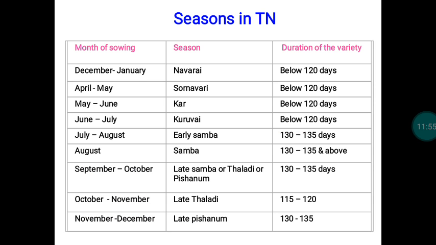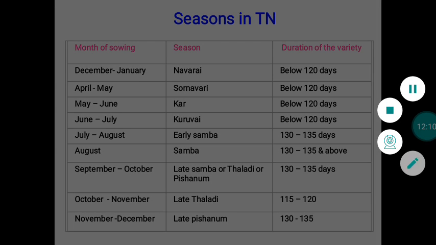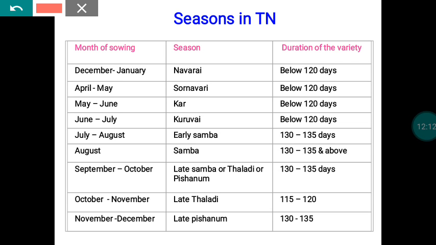And then season. Season and climate are also very important. That is a deciding factor. As far as Tamil Nadu is concerned, we have so many seasons available. In this particular table, the different seasons are coupled with the months. For example, December January is the Navarai season.